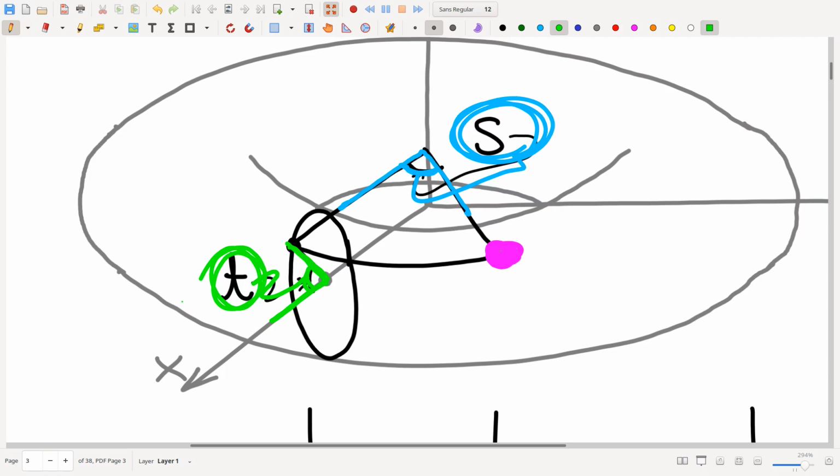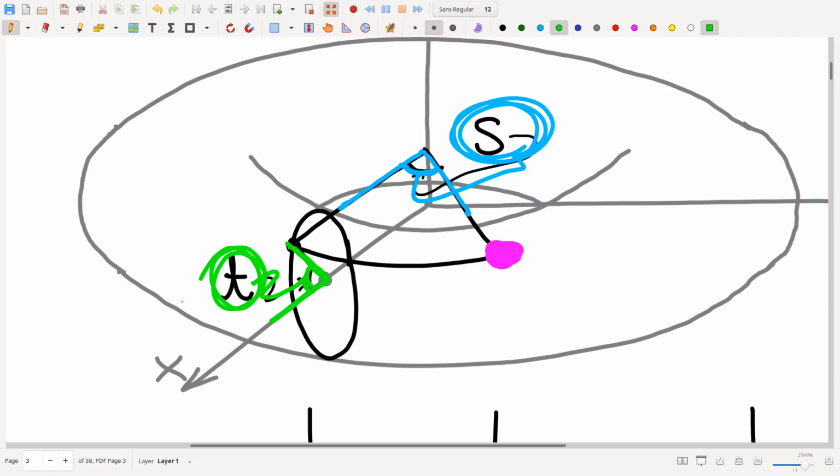Okay, so S could be anywhere from 0 to 2 pi. T could be anywhere from 0 to 2 pi. Every point on the torus would give you S and T coordinates. Every S and T coordinates would give you a point on the torus. So, very convenient.